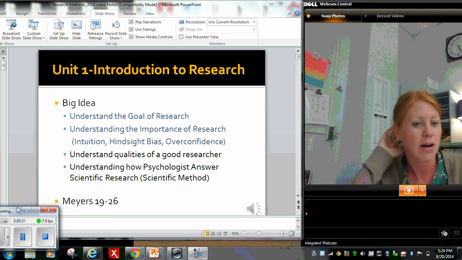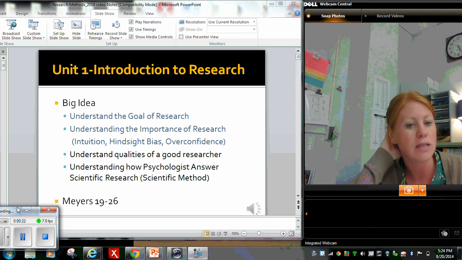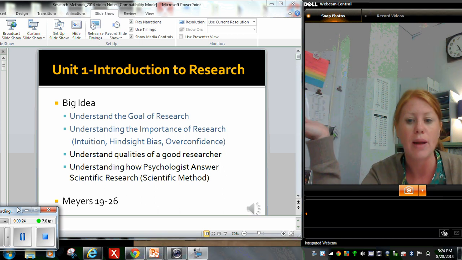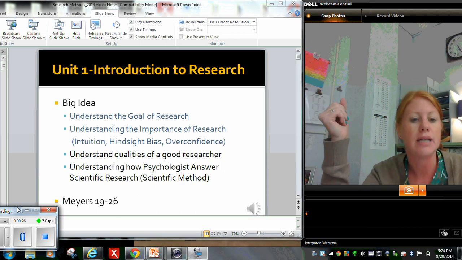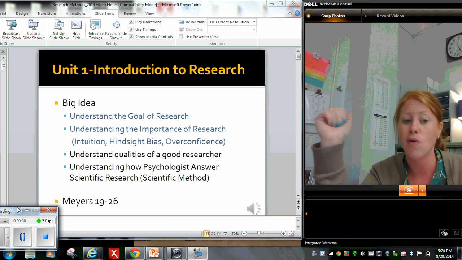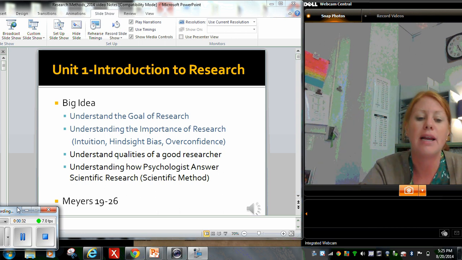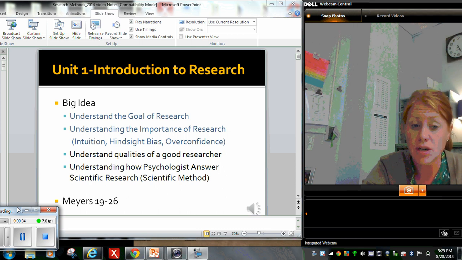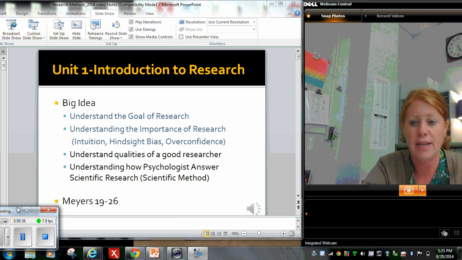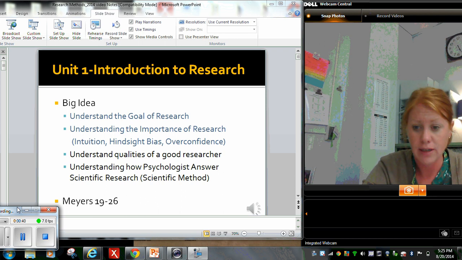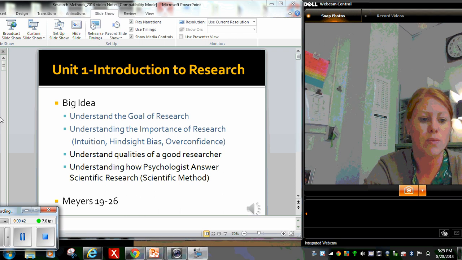The big topics that are going to be talked about here is understanding the goals of research. So why do we need research? Understanding the importance of research in terms of intuition, hindsight bias, and overconfidence. Understanding qualities of a good researcher, and then lastly, understand how a researcher actually goes through the process of doing research. So let's look at the first one. First big idea here.